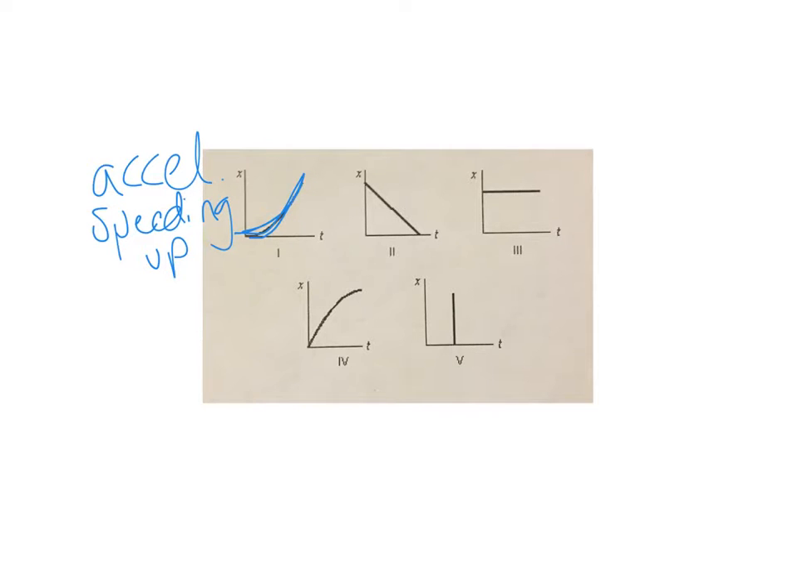Right? And this line is curving upwards on the graph. So if this were like an arrow, it'd be pointing up. That means it's going to be moving forwards. Right? Or in the positive direction.